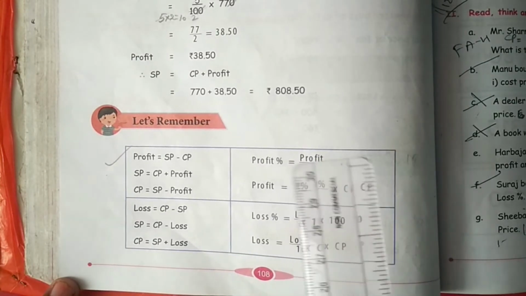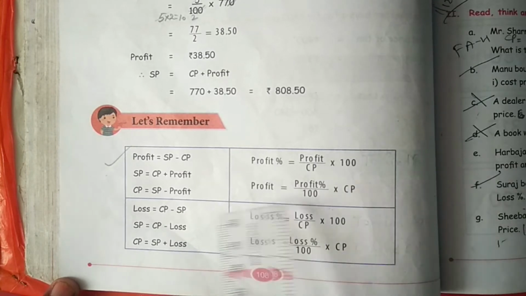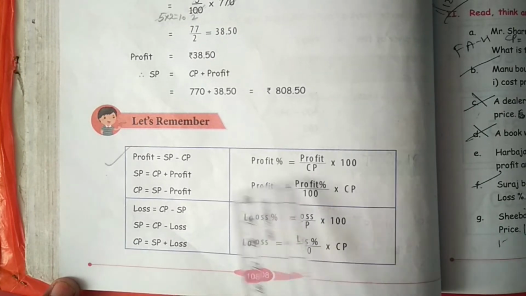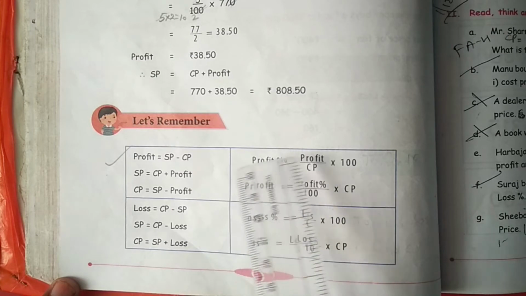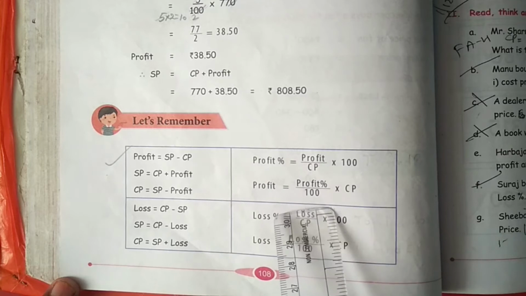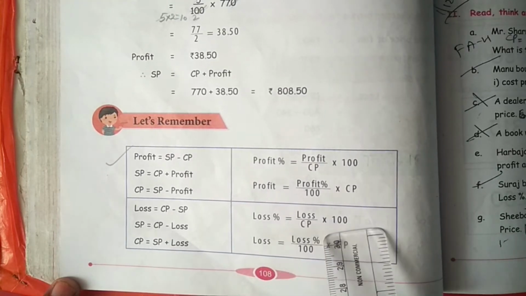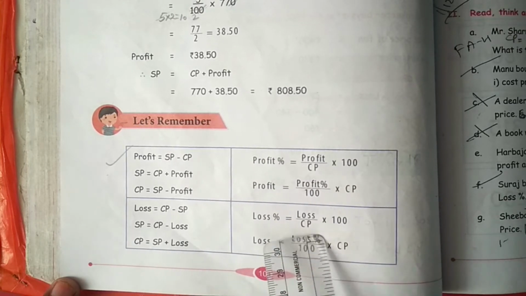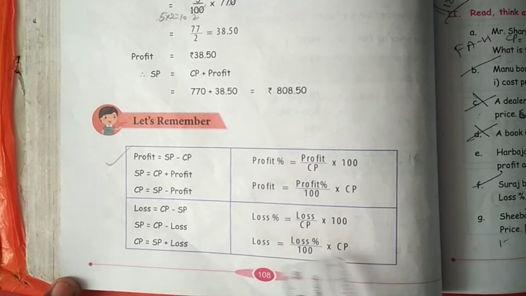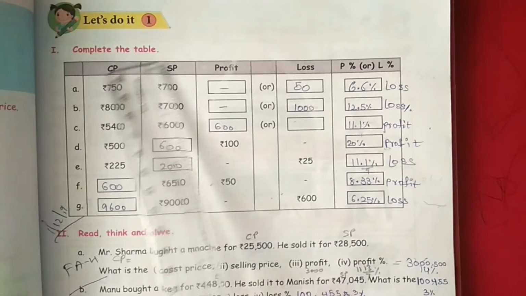And you know the profit percentage, how we will calculate, or to find out the profit, how we will calculate. These are the formulas. See, profit percentage is equal to profit by cost price into 100, or profit is equal to profit percent by 100 into cost price. Likewise for loss. Loss percentage is equal to loss by cost price into 100, or loss is equal to loss percentage by 100 into cost price. So now let us do it.